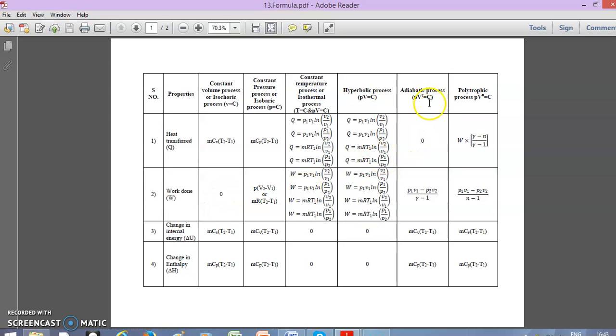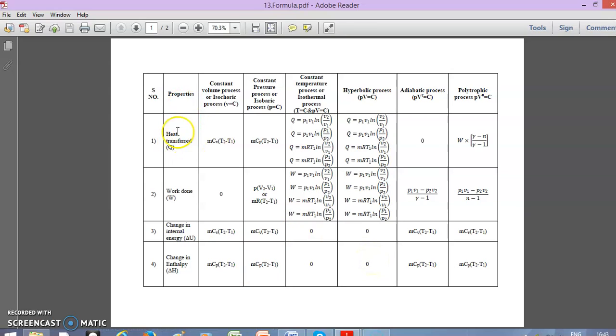Also, for the adiabatic process, there is no heat transfer from the system to the surroundings. Therefore Q is equal to 0. So first of all, in the tabulation, a 0 will come in that place, as I have told you. First remember that. And also del U and del H are m Cv (T2 minus T1) and m Cp (T2 minus T1) for all the processes.